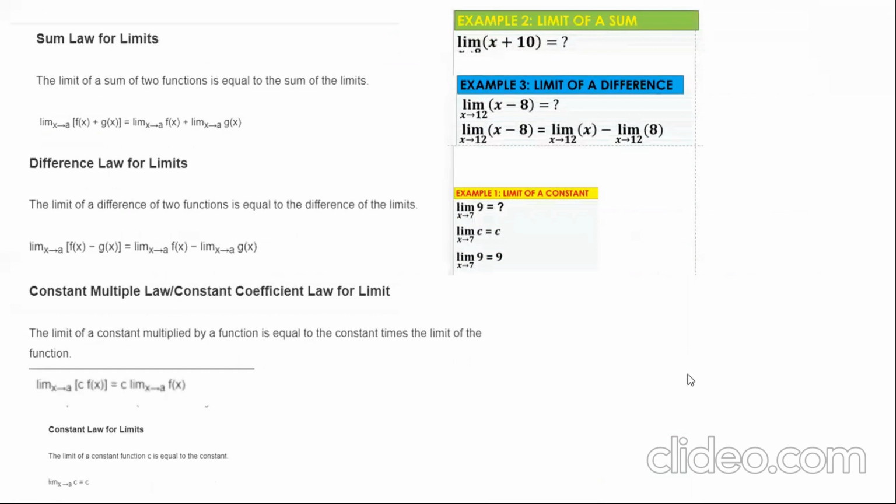Now, let us observe what those limit laws are. Laws of limits. First, the sum law of limits. The limit of a sum of two functions is equal to the sum of limits. Say I am taking f of x as one function and g of x as another function, right? Two functions. Then I am taking the limits of these two, and just adding, because we are observing the sum.